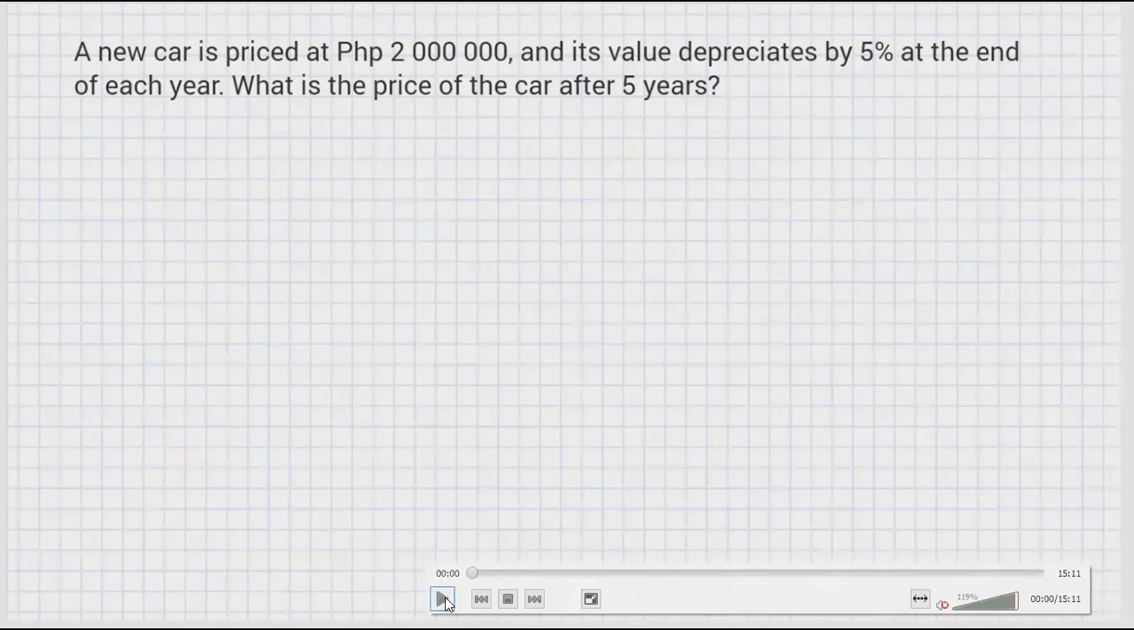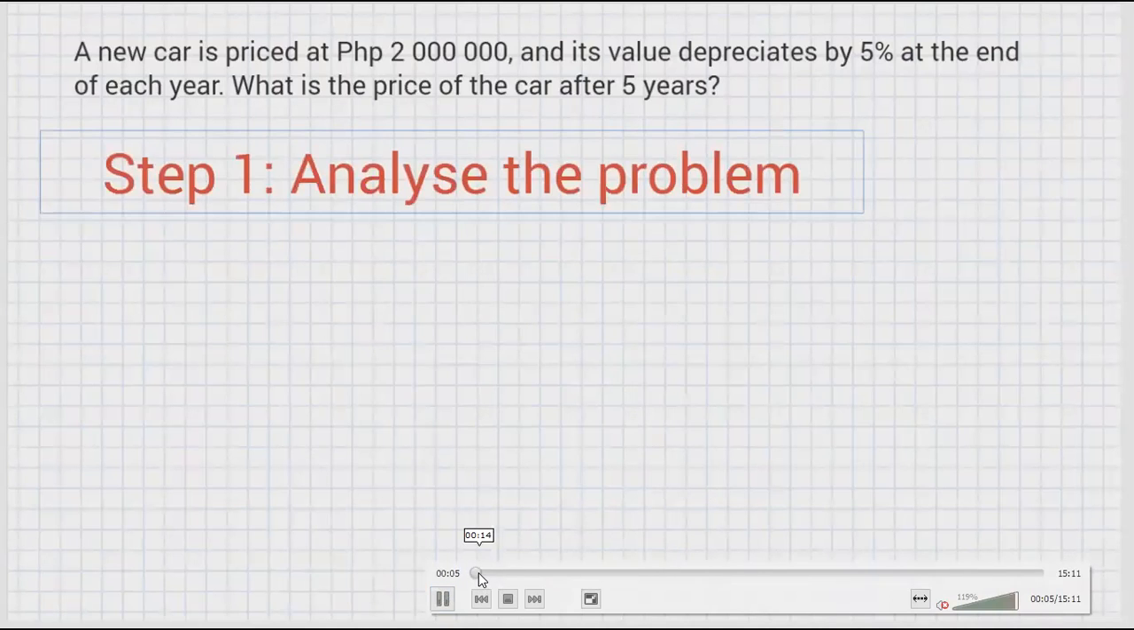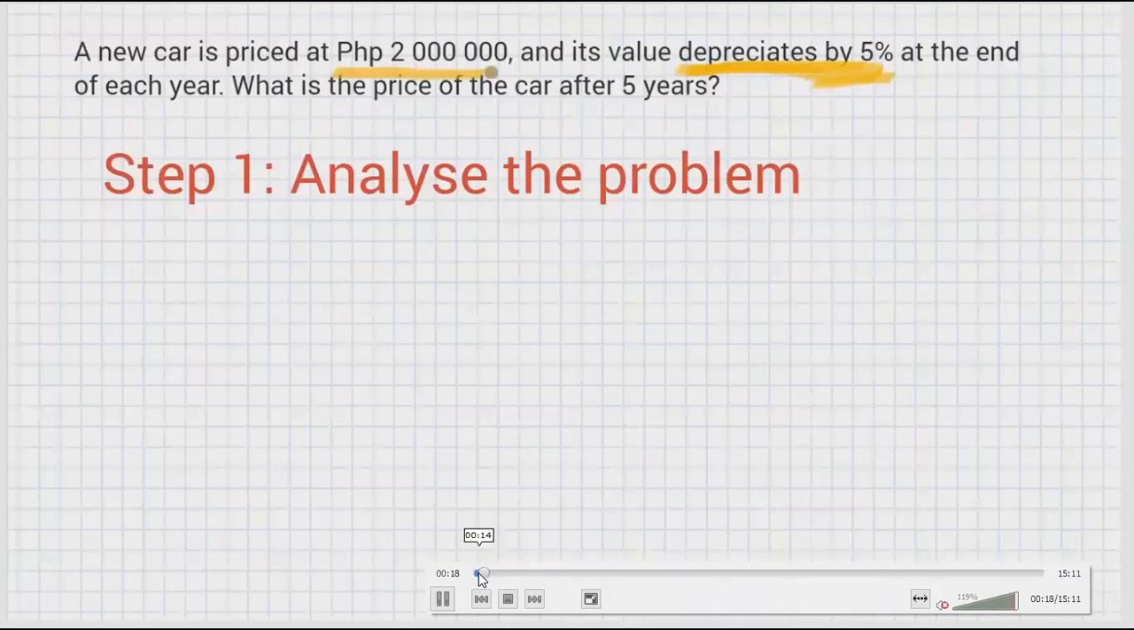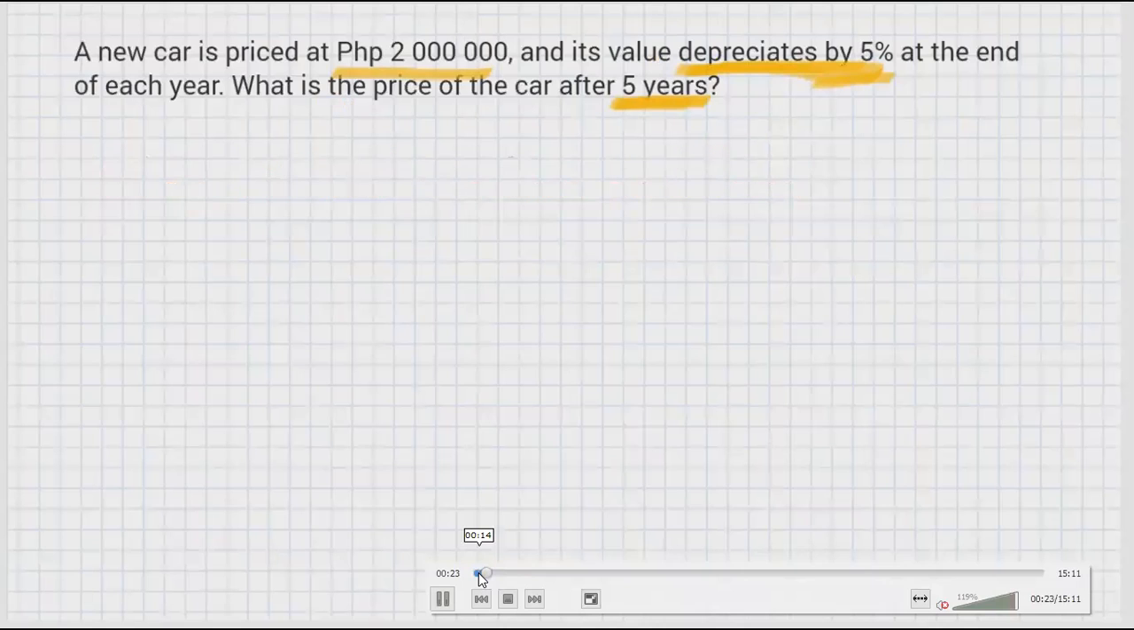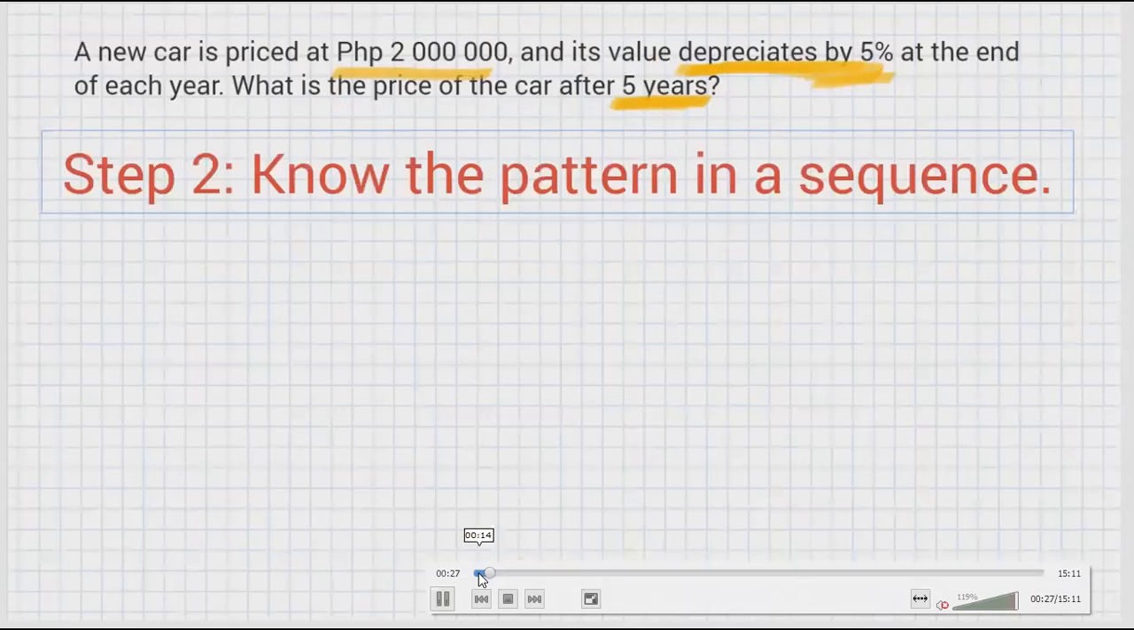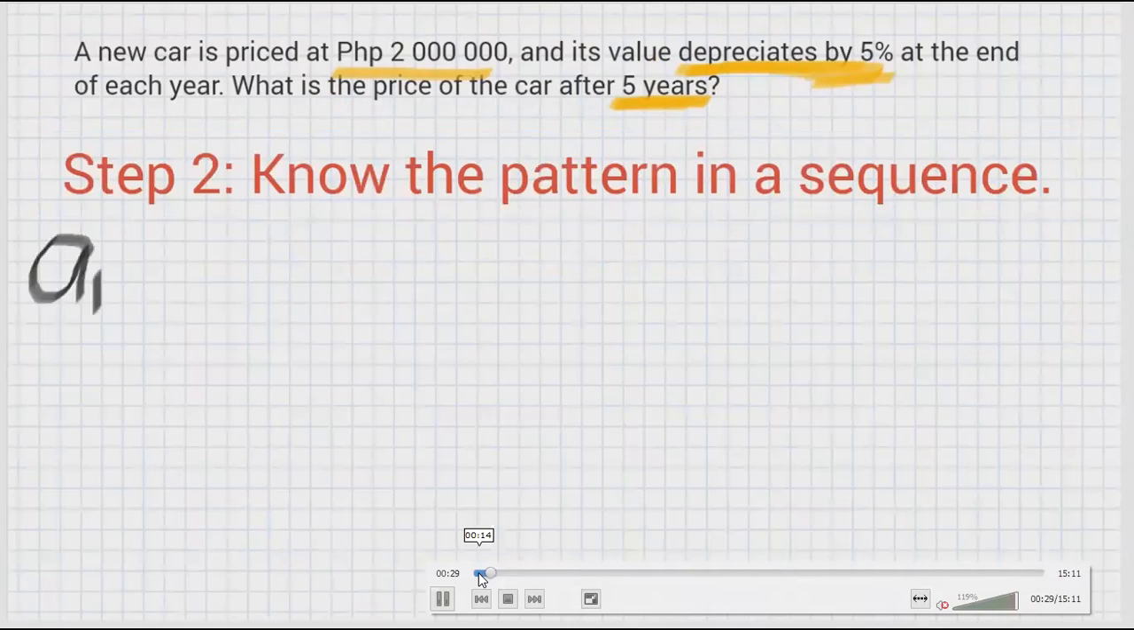Now in this problem, the first step to answer it is, of course, we need to analyze the problem. We read it carefully and highlight the important information that we can get out from the problem. So step number 2 is to know the pattern in a sequence.